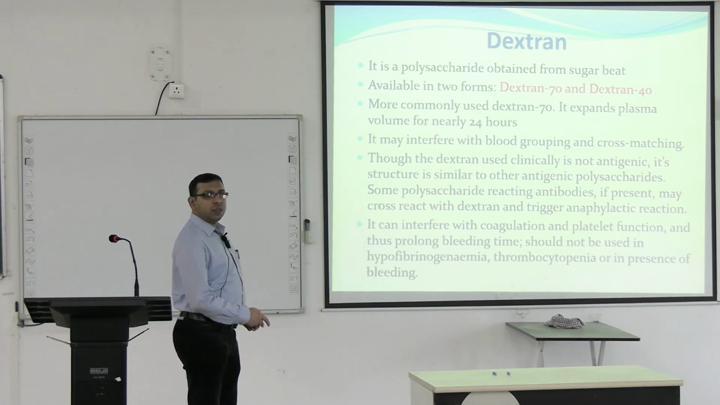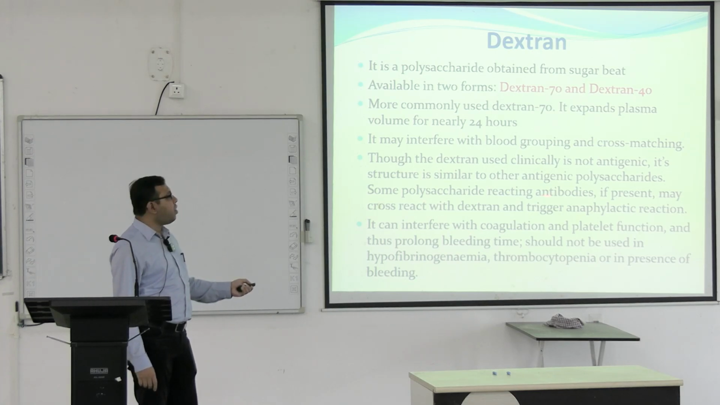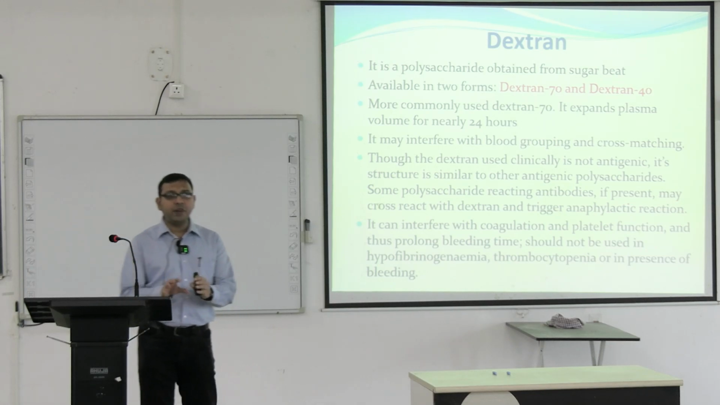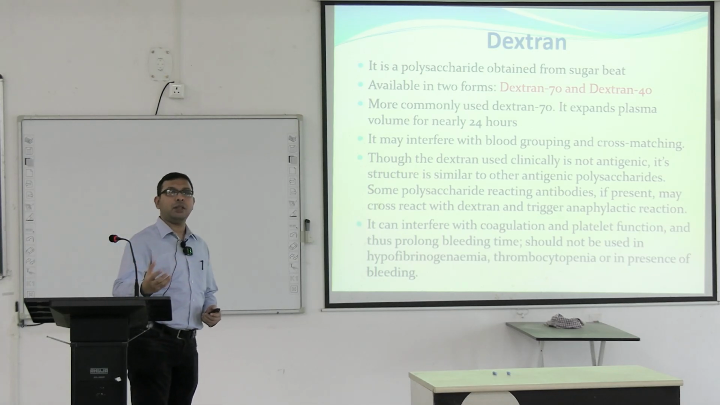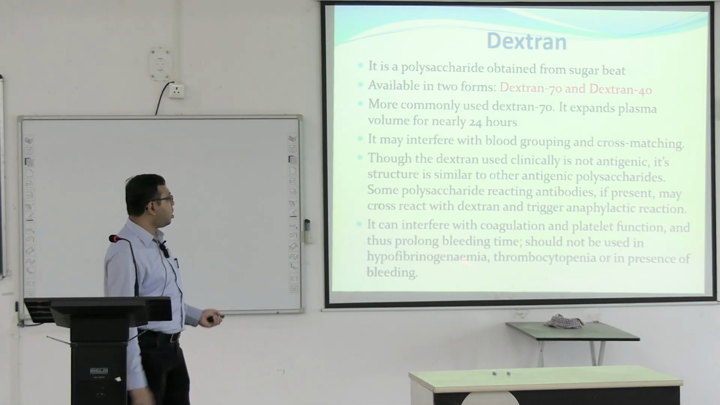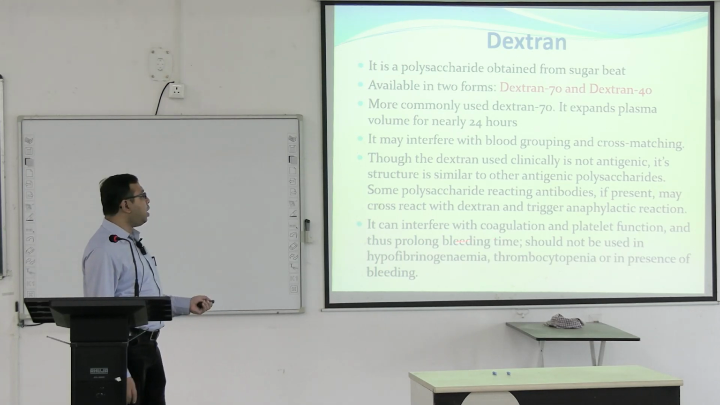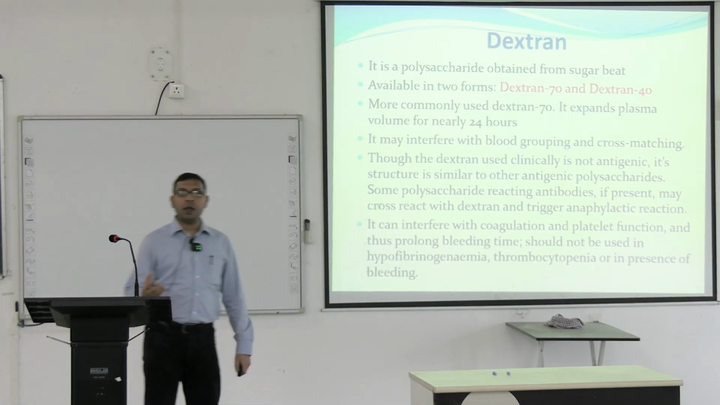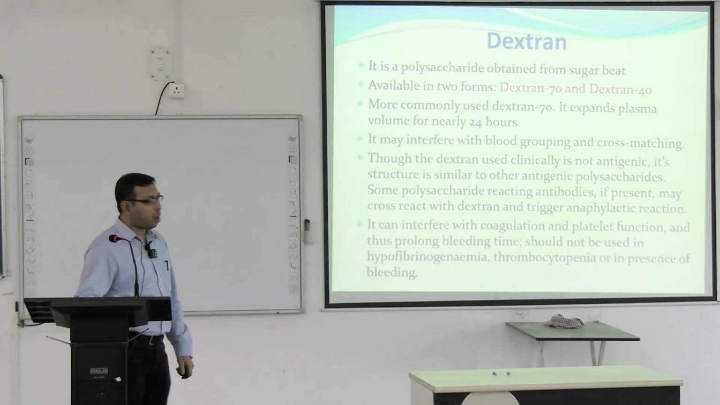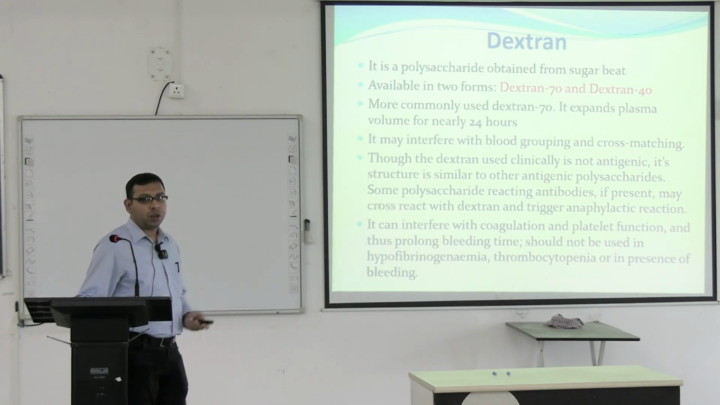Though the dextran used clinically is not antigenic, its structure is similar to other antigenic polysaccharides. So some polysaccharide-reacting antibodies, if present, may cross-react with dextran and trigger an anaphylactic reaction. So itself it is not anaphylactogenic, but since it mimics some other proteins already present, some anaphylaxis can happen with this. It can interfere with coagulation and platelet function also. Prolonged bleeding time; it should not be used in hypofibrinogenemia. That is, where the fibrinogen level is already very low in some cases. For example, in disseminated intravascular coagulation, it should not be given. Also in thrombocytopenia or in the presence of bleeding. If there is active bleeding, it should not be given.